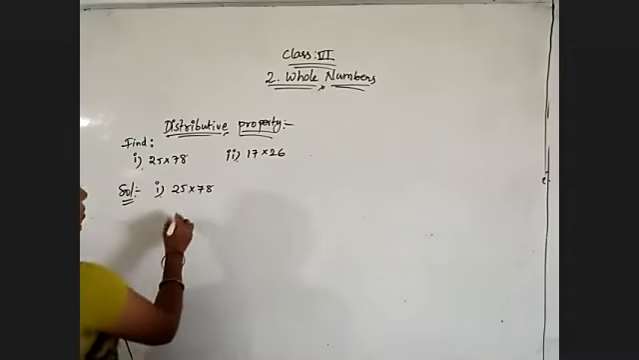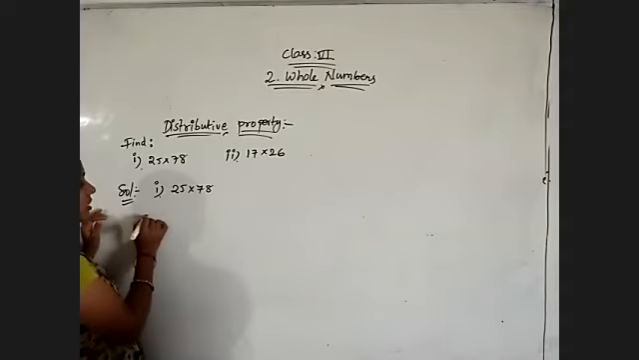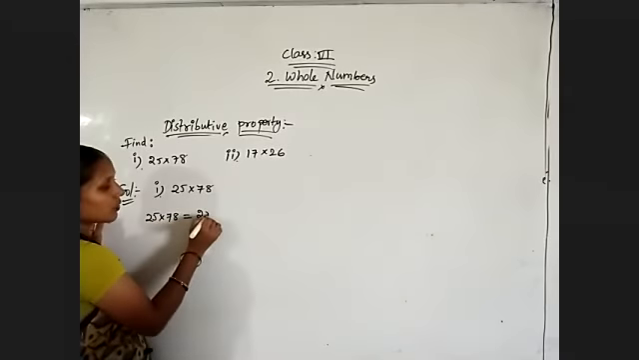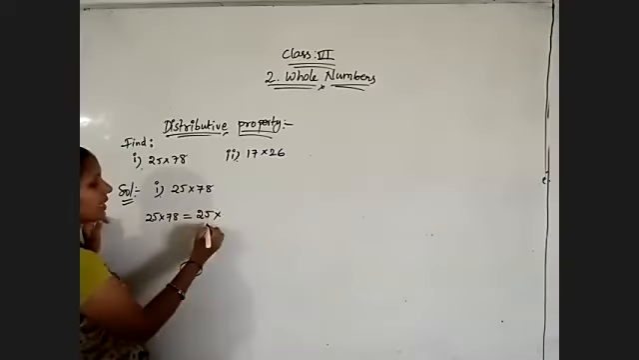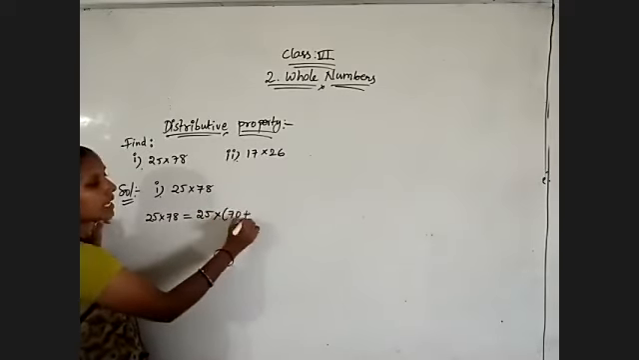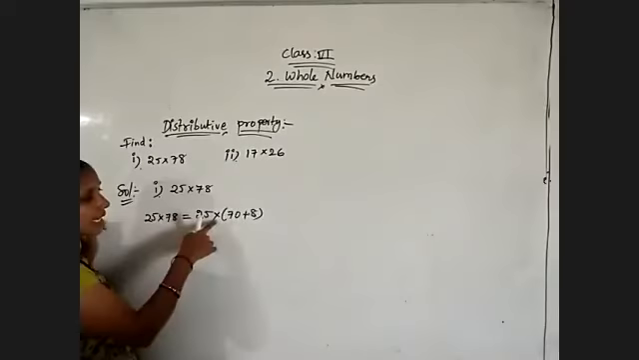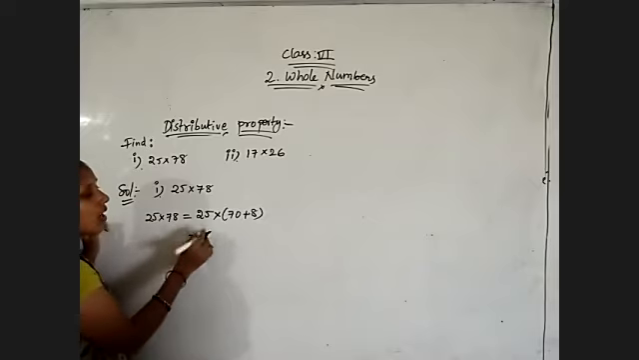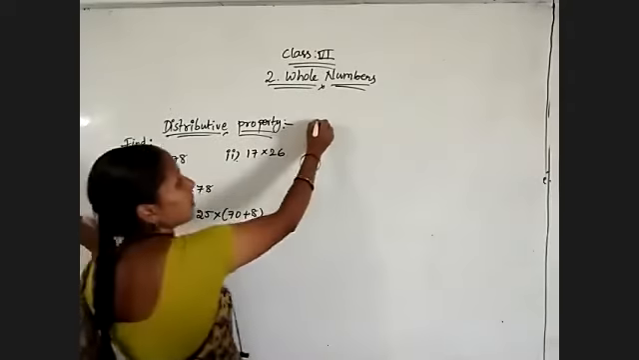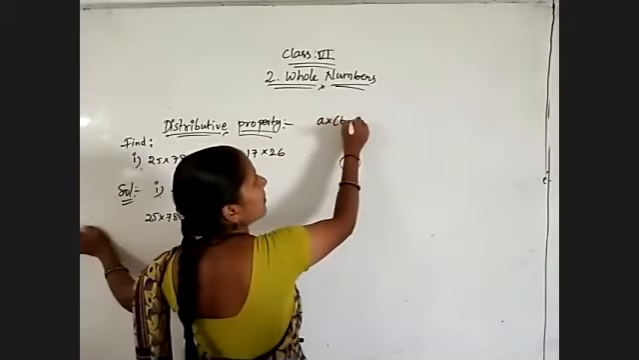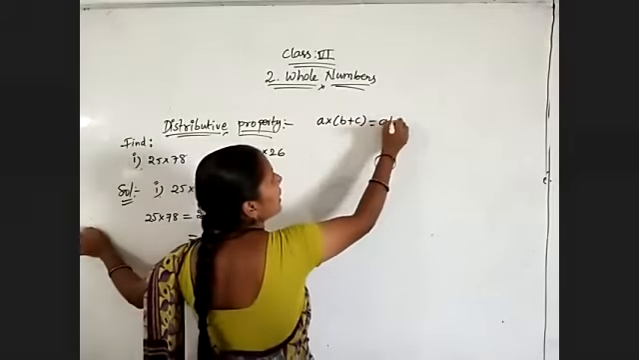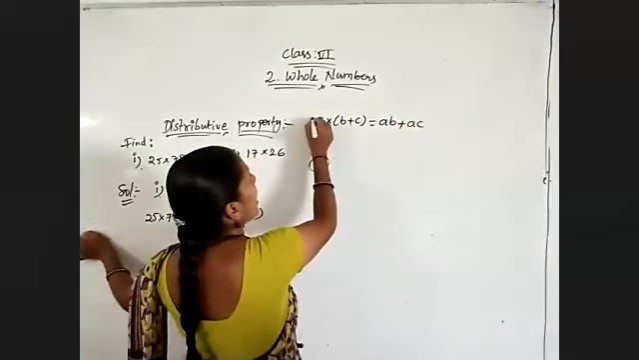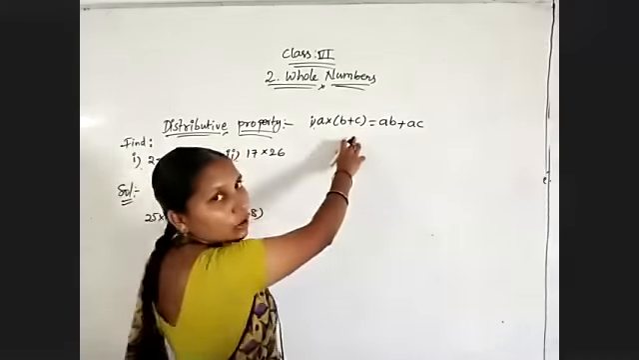Now this question we can do in two methods. 25 into 78. I keep 25 like that, and 78 I am writing as 70 plus 8. Here there is a into plus, that's why it comes under distributive property. What is the distributive property? A into B plus C is equal to AB plus AC, that is A into B plus A into C. That is distributive property over addition.